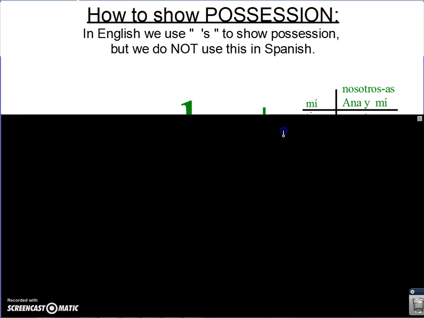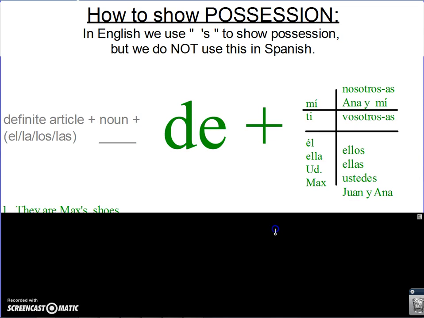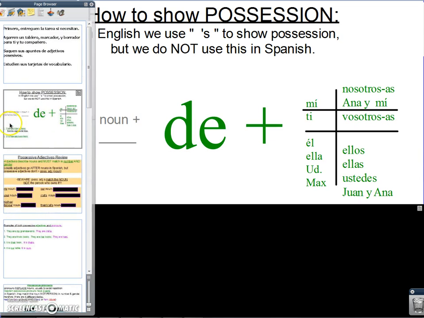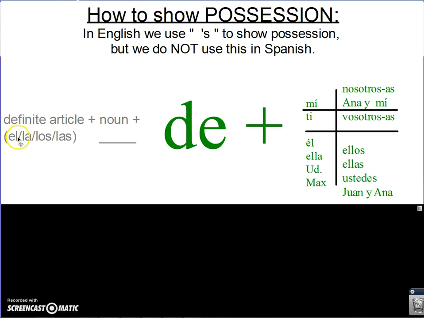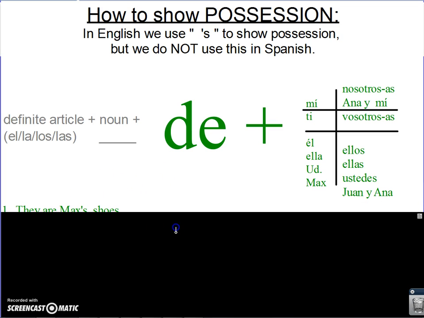One way to show possession is to take our definite article, which our choices are el, la, los, or las, which you know all mean the, plus our noun, then plus the preposition de, and then plus these objects of prepositions or names. So please write this down exactly as you see here, nicely and neatly in your notes, and then we will move on to an example sentence.